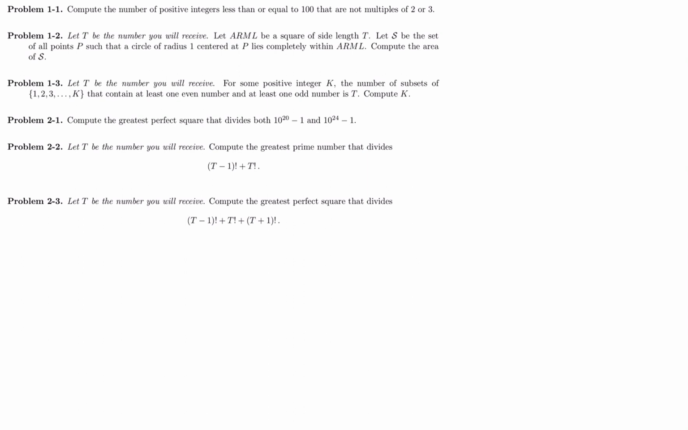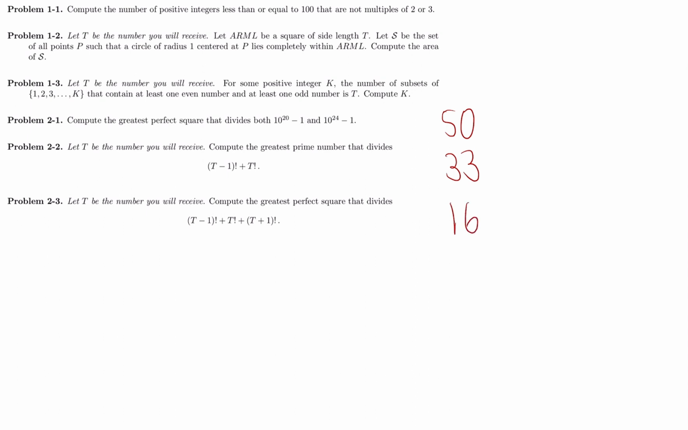Okay, problem 1. Compute the number of positive integers less than or equal to 100 that are not multiples of 2 or 3. So how many multiples of 2 are there? There's going to be 50 multiples of 2, and 33 multiples of 3 less than or equal to 100. And there's 16 multiples of 6, which are multiples of both 2 and 3.